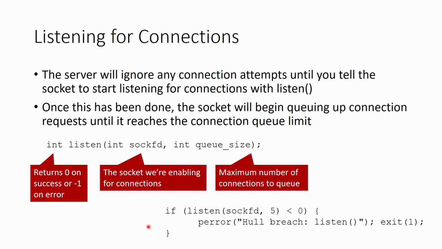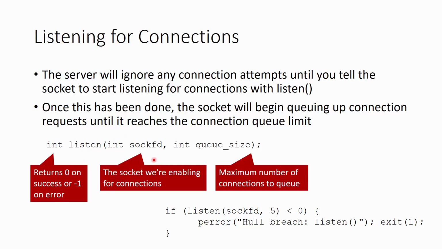Alright, so once that's done, we can now listen for connections. The server is going to ignore any connection attempts until you tell it to start. So you have to call listen or else nothing actually works. Once you've done that, the socket starts to queue up connections. Data won't start flowing until we call accept, which is the next step. But in order for the connections to be ready to go, they will queue up because of the listen call that's been made.